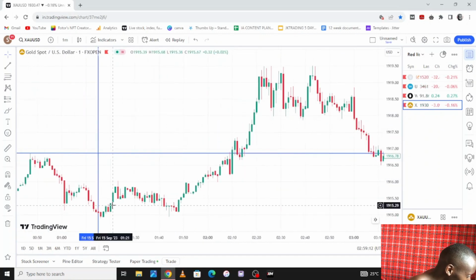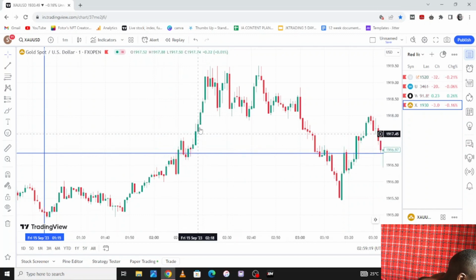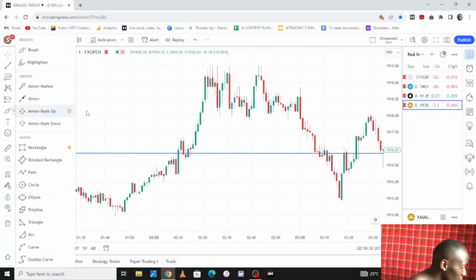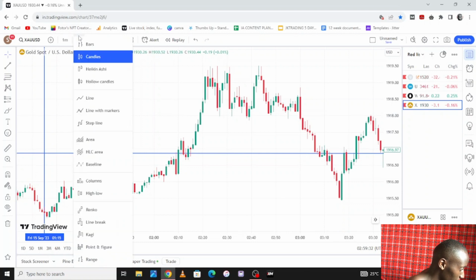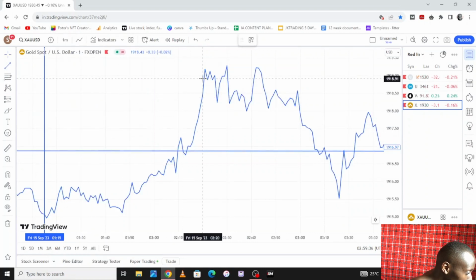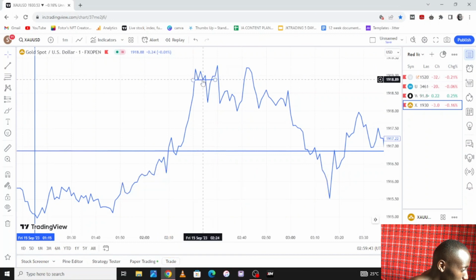So at 2 a.m. the breakout happens here. We have this pump to the high, and then we have our W pattern with a break in structure, retest, and then an engulfment candle at 2:30. So let's go slowly. We'll use the line graph to show us where we have our W patterns, and you can see we have our W pattern there. So this is a triple top.